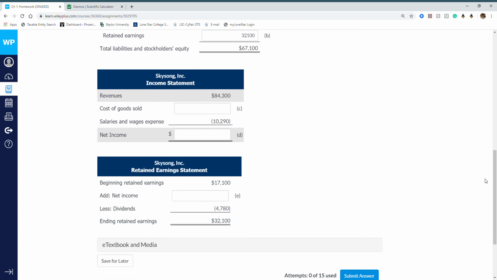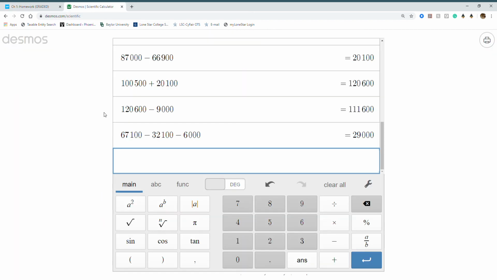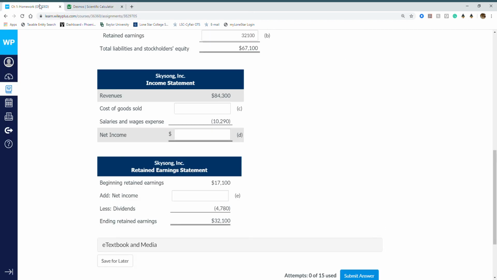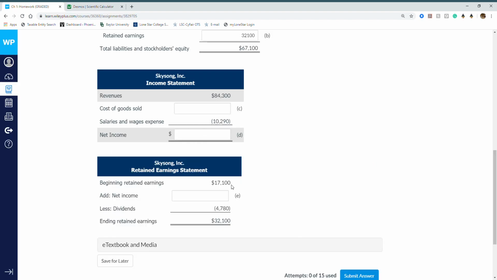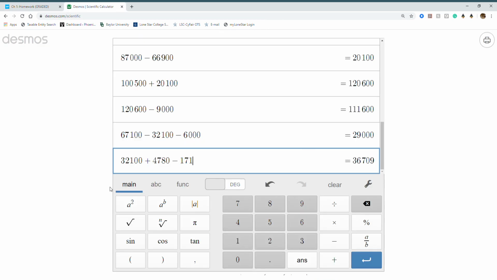Then we work a little bit backwards because we have net income missing on both. But this one has one blank where this one has two. So right here we take ending retained earnings, the 32,100, and we basically do the opposite operation. Since we're subtracting dividends, we're going to add it back. So plus 4,780. And then we're going to subtract out the beginning retained earnings. So 17,100. 19,780.